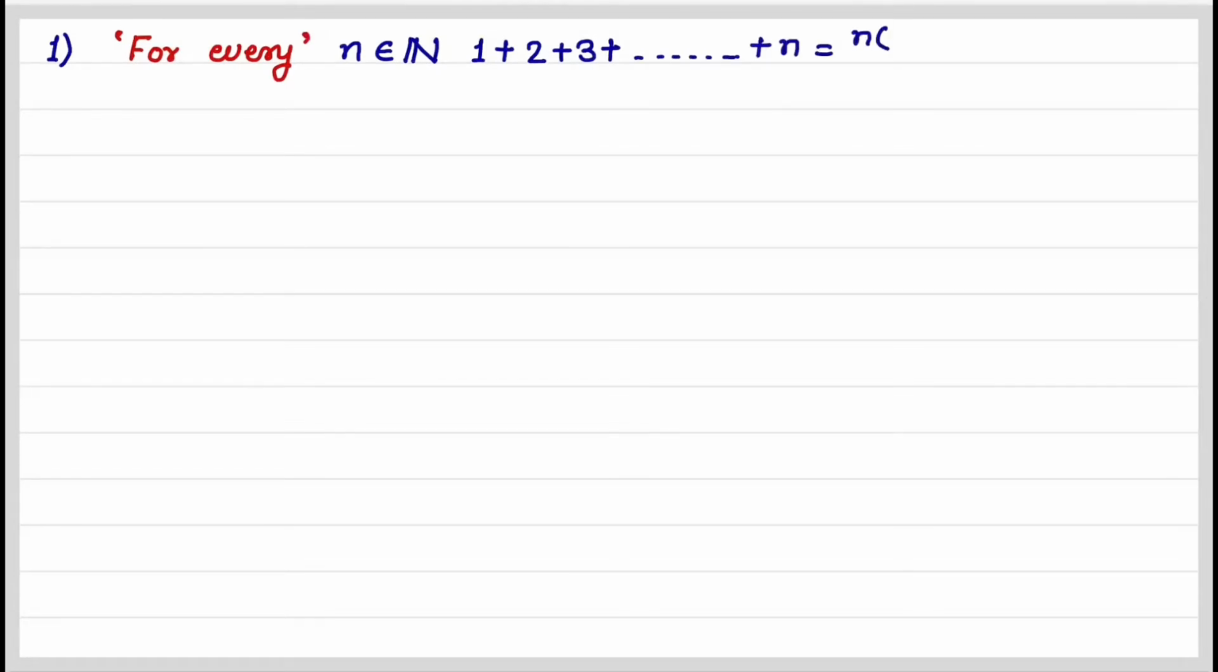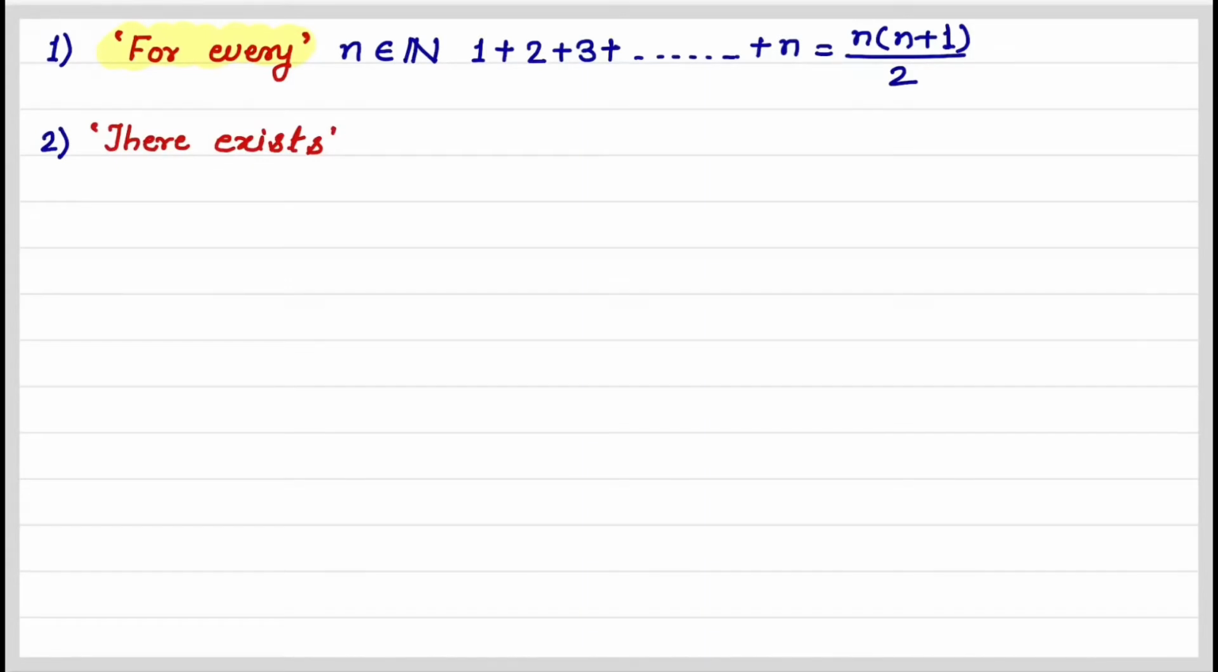We have studied permutation combination. In that we have studied the sum of first n natural numbers is n into n plus 1 upon 2. This is represented in this way: for every n belonging to N, 1 plus 2 plus 3 dot dot plus n is equal to n into n plus 1 upon 2. Or you have seen this result.